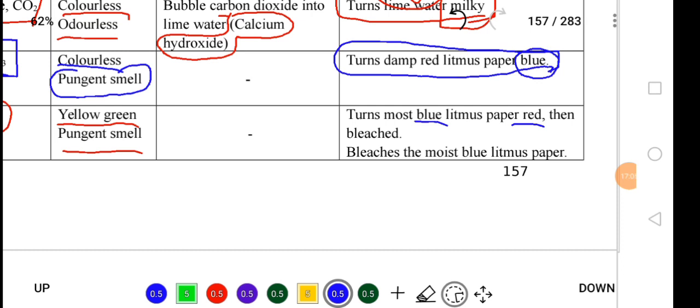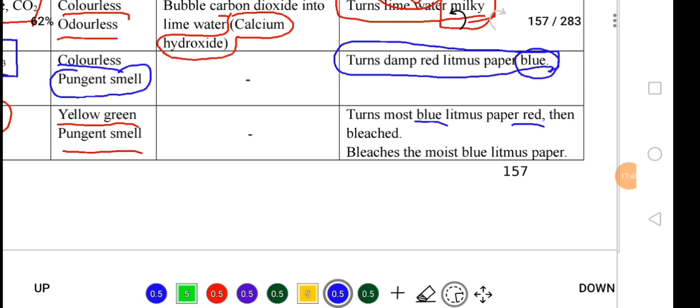Now, chlorine is different from acids because its presence is going to turn this blue litmus paper red, and then it is going to bleach it. And that is now proof that what we have is not just an acid, but the gas chlorine, which has the ability to bleach a litmus paper.